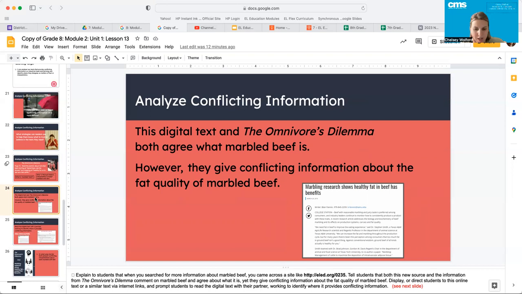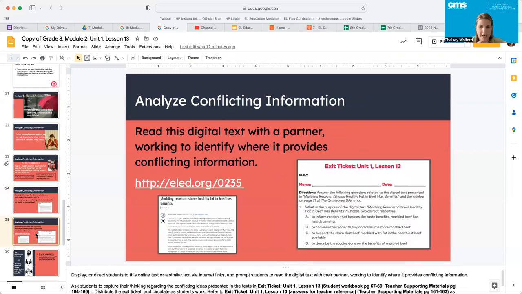So this source, your teacher has it, right here is the link to it in the notes. So you guys can read through that with your elbow partner. And let me see what this next slide says. Yeah, here it is. Okay.